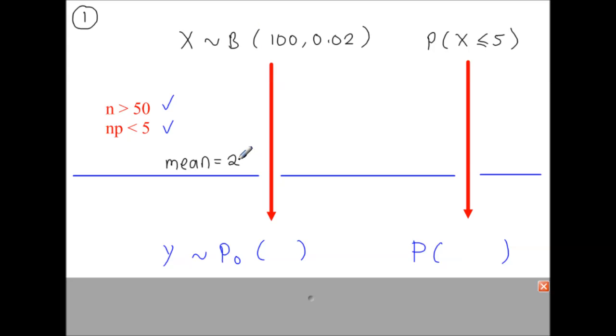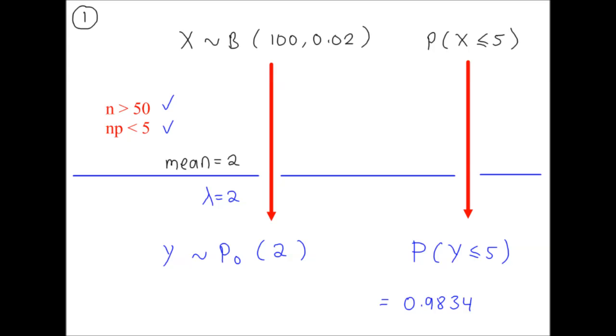So the mean of the binomial distribution is 2, and the Poisson mean, which is lambda, will also be equal to 2. The binomial is a discrete distribution, so is the Poisson, so there is no continuity correction to apply, so we're still looking for the probability of less than or equal to 5. And from the Poisson tables, you get this.